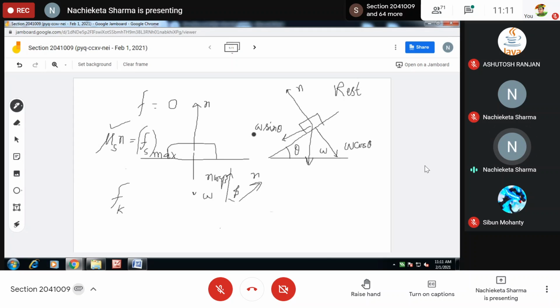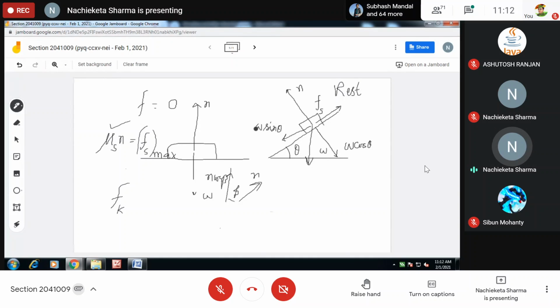So your W sin theta is equal, because force of static friction is a self-adjusting force. So Fs will be equal to W sin theta, and Fs is not equal to mu Sn. That you must understand. Fs maximum is equal to mu Sn. So Fs has not yet reached its maximum value. So Fs is equal to W sin theta.